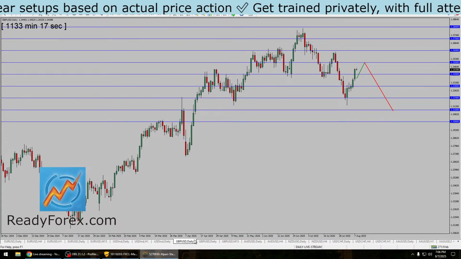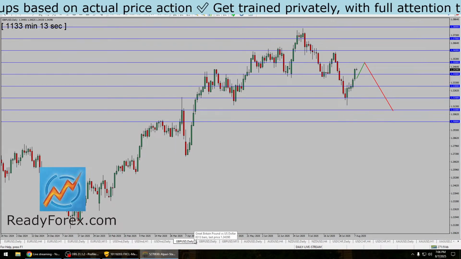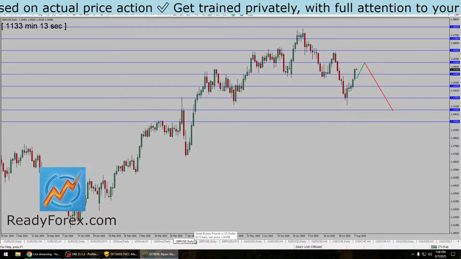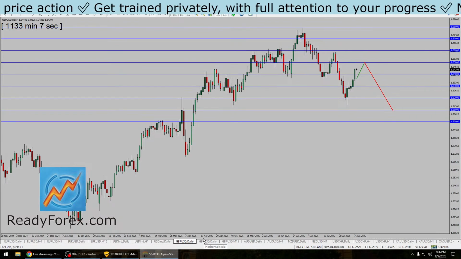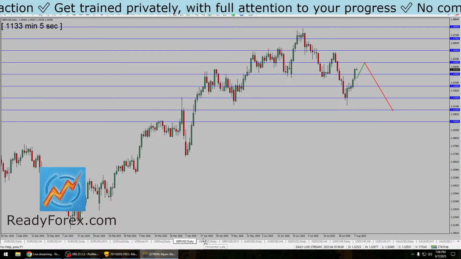So on the USD currency pair, it seems to me the market is trying to wrap up over here, and I'll switch over to the 4 hour time frame.